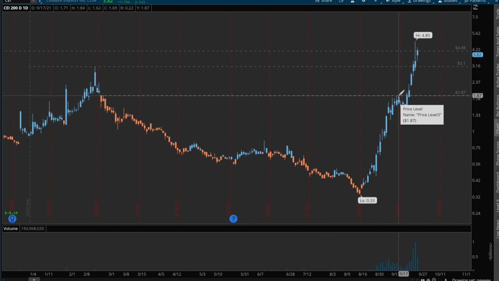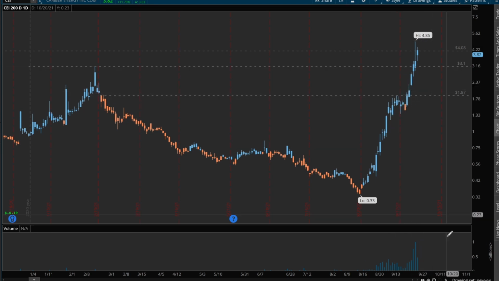One thing I want you to understand is that resistance once broken becomes support. So there's a chance that if CEI pulls back to 310, this resistance, which used to be resistance, will now act as support and CEI could possibly bounce. If it fails here, it'll probably come to 187, hold if it's strong support, and then probably bounce. So that is CEI and how I play support and resistance.